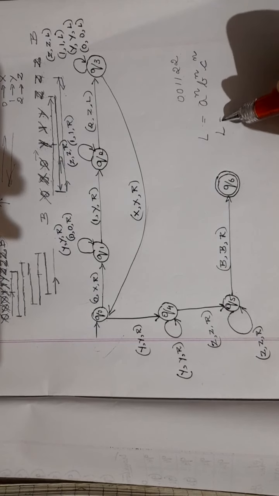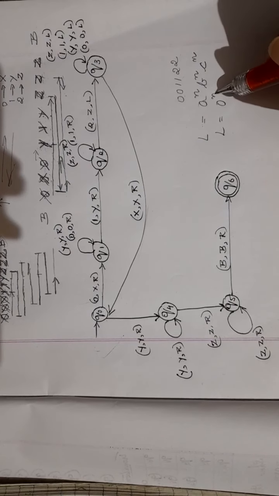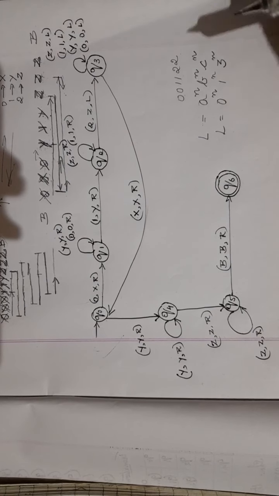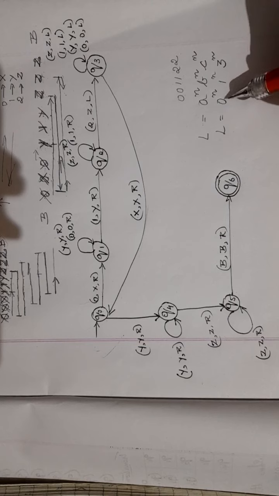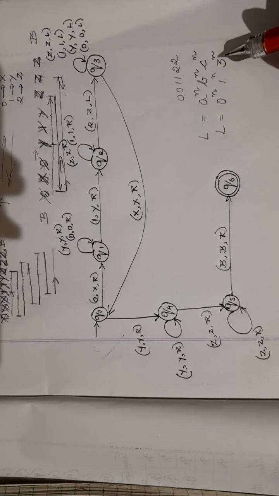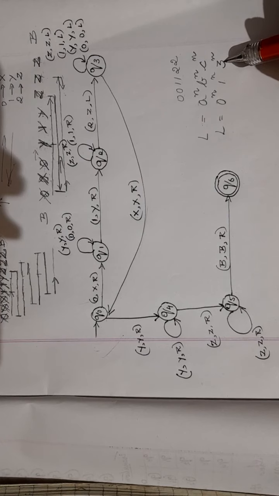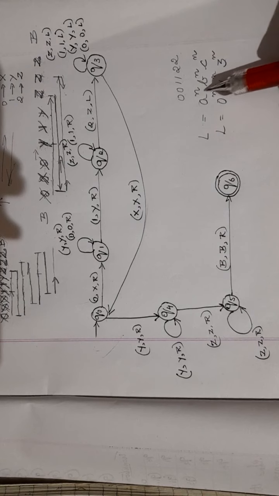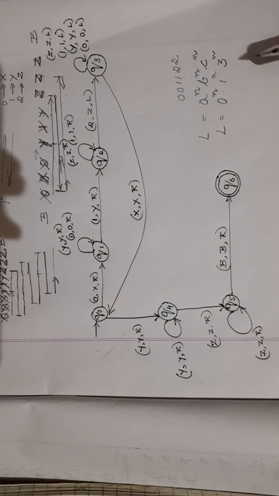So L is equal to 0 to the power of n, 1 to the power of n, 3 to the power of n. Once again I have 3 inputs in the alphabet: 0, 1, 3 to the power of n itself. Once again the problem is the same. The only thing is, instead of 2 you have 3. So try to draw the Turing machine for these 2 examples also, and then write all the 7 tuples.